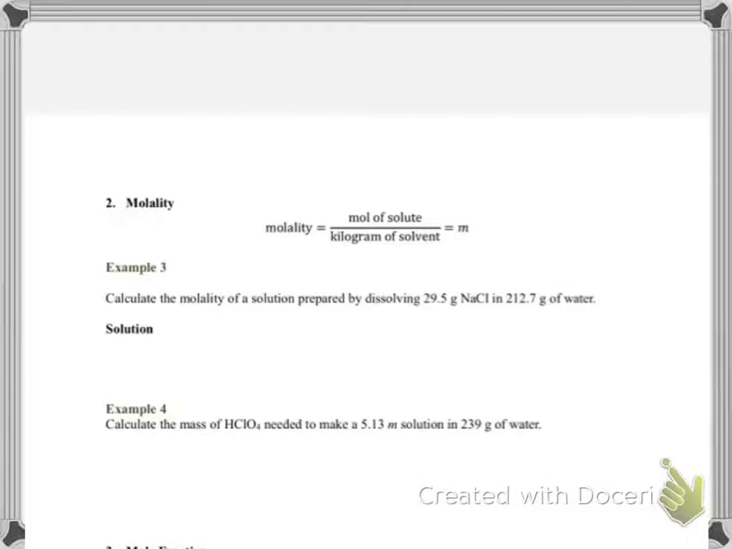Another way to express concentration is molality. Now you have done molarity before, and the reason I'm not discussing molarity here is, if you remember, molarity is moles by volume, and volume changes with temperature.